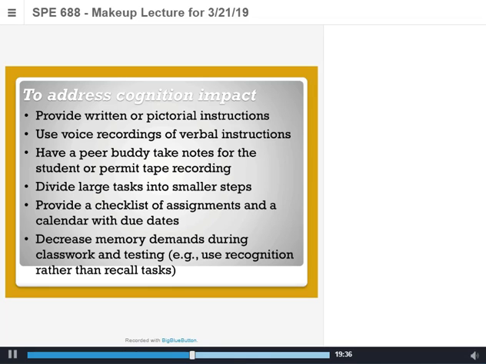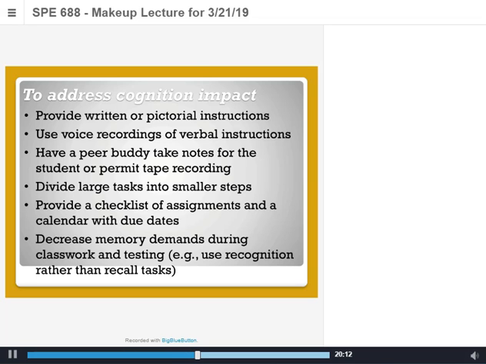And sometimes we need to decrease the memory demands, especially if they have a lot of active seizures. Sometimes, using recognition rather than recall tasks. That's, for example, having a multiple choice test instead of an essay test. That might be helpful because it helps with recall of information that they may be having trouble pulling back out because of the abnormal activity in their brain.